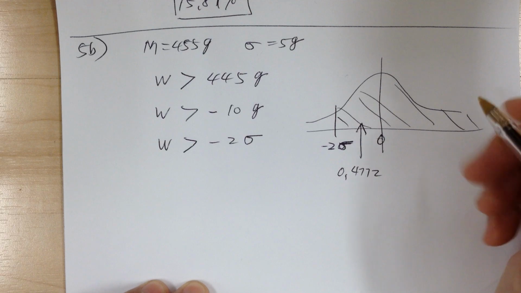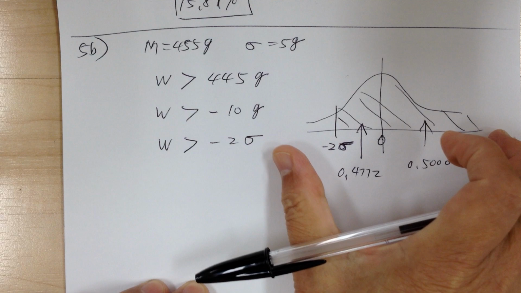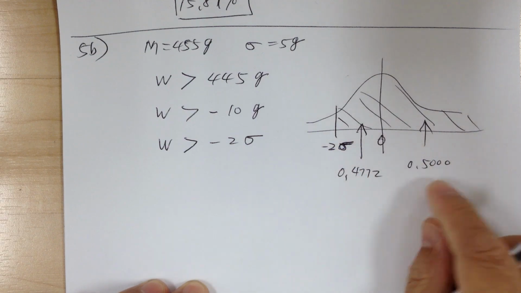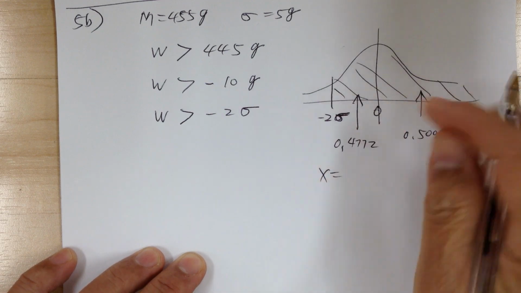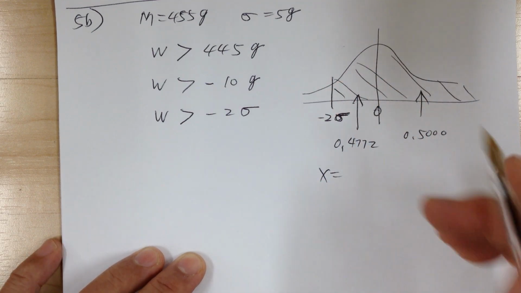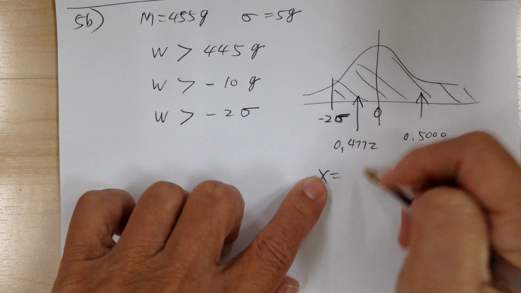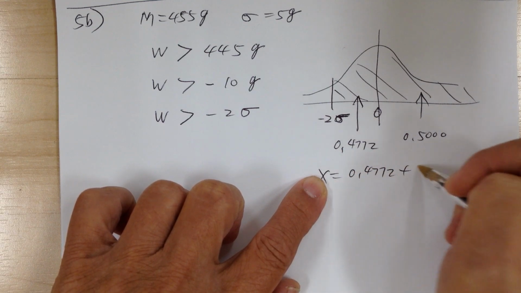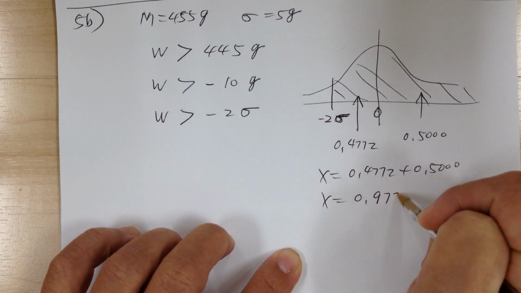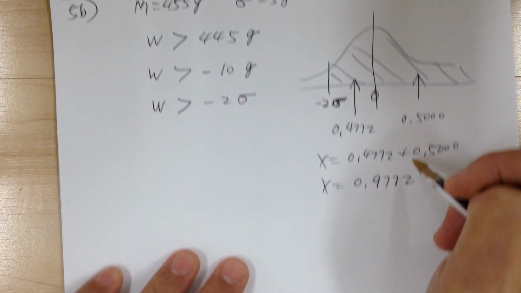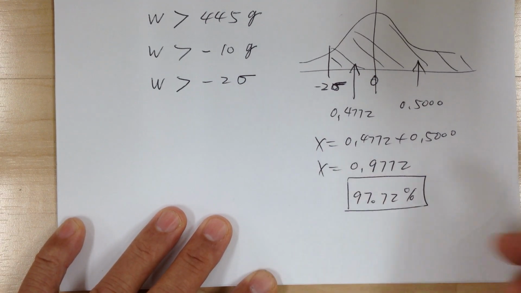And this half, well, half is what? Half is 0.5000, right? Again, the whole thing is 1. Okay? And so this is half, so it's 0.500. So that means the x you're looking for will be adding these two together because you're looking for this whole thing, right? So again, that's why you have to draw your picture, to see what you need to add or subtract. So this will equal 0.4772 plus 0.5000. So x will equal 0.9772, okay? And convert to percent, so it would be 97.72%. Okay.